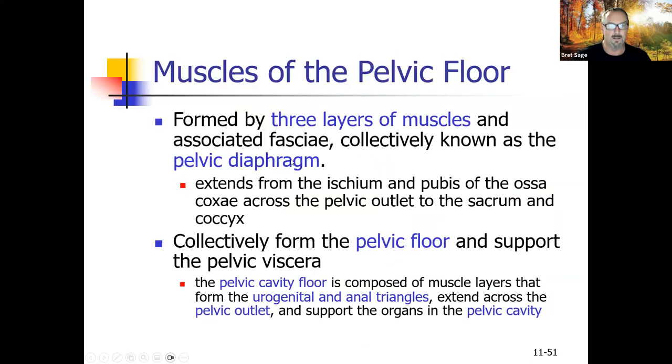Muscles of the pelvic floor, I'll let you take a look at this. Do not need explanation. So fill in your notes, you should be good to go. Okay, that's the end of that chapter. As I told you, there's not going to be a huge amount on chapter 11 on the test. So I'm going to go ahead and jump right to chapter 13, surface anatomy.